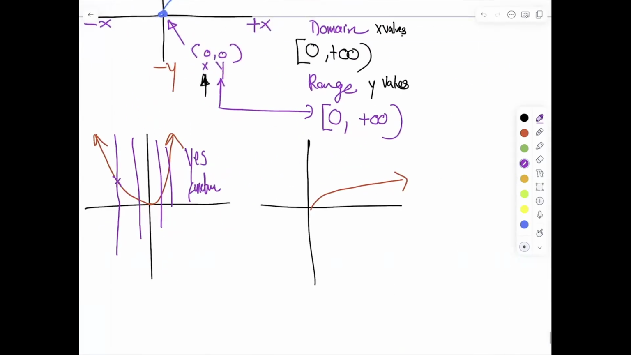All right, let's do it here. How many times am I touching that X value? Once. Is this a function on the right? Yes.